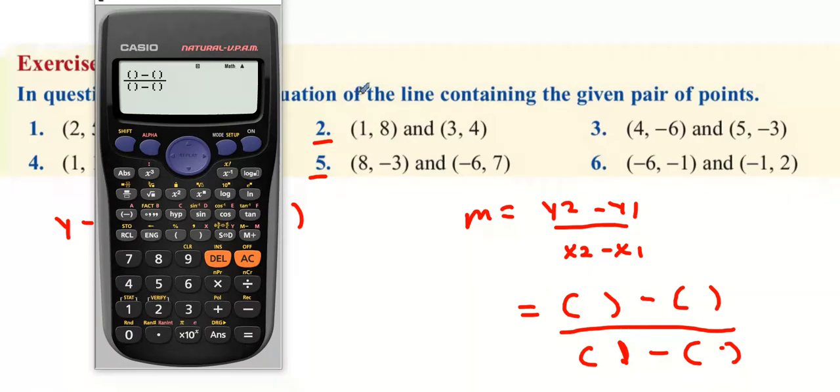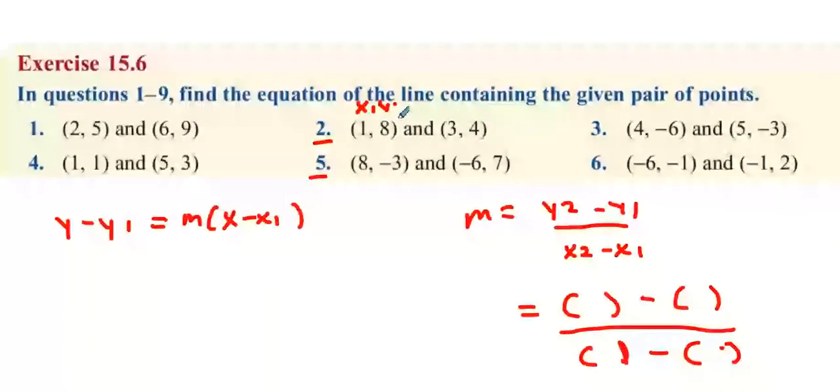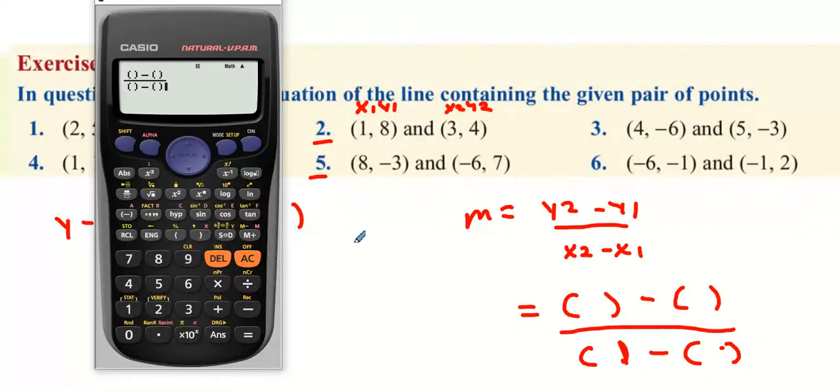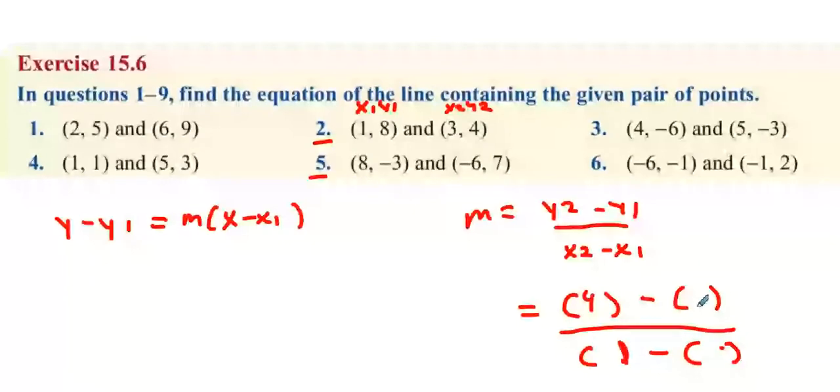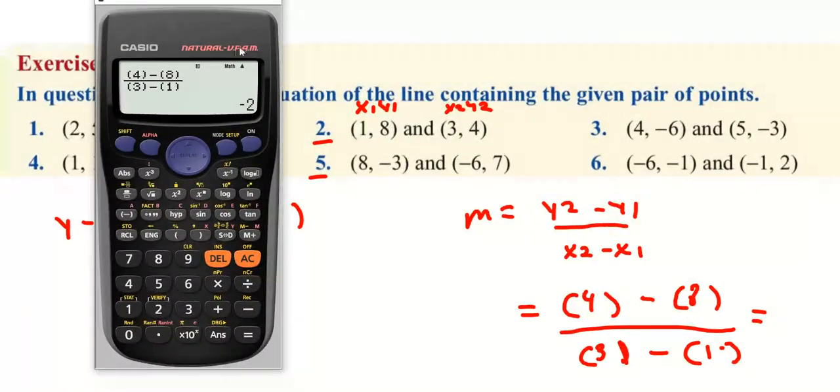Okay, so for question 2, we can say that this is x1, y1, and this is x2, y2. And what we can say is that it's 4 take away 8, and then on the bottom, it's going to be 3 take away 1. So 4 take away 8, 3 take away 1, and we know the answer to be minus 2.